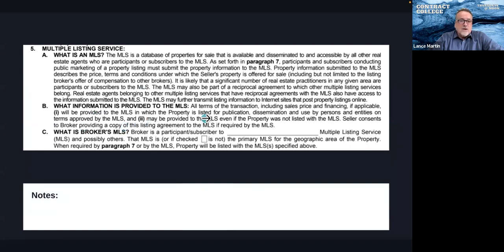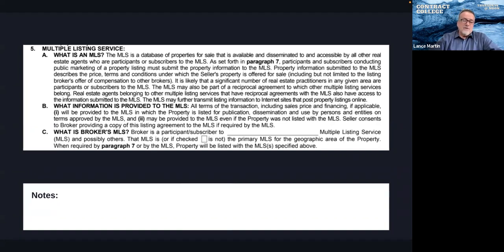What information is provided in there? Basically, everything about your property is going to be in there. It's going to be published. It's going to be on the web. There's going to be photographs. There's going to be everything. They're going to see it all. This used to be a big deal when we were really getting into this internet age. Now everybody seems to be pretty much comfortable with it.